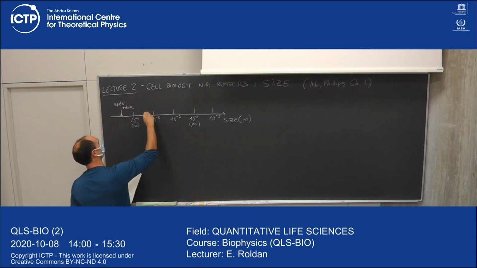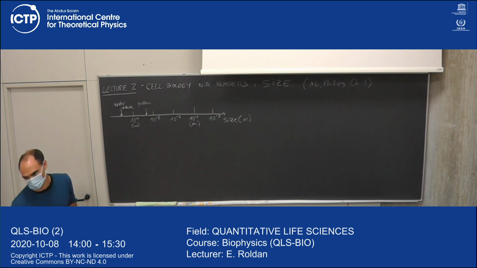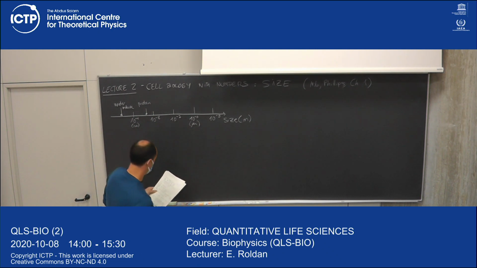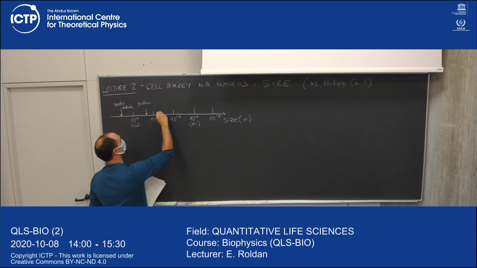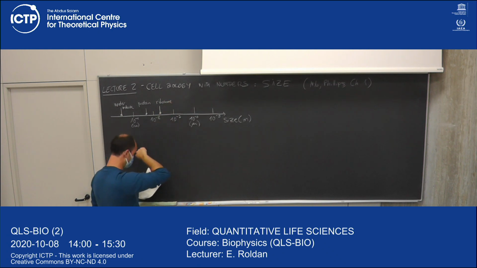You can put it around here. The protein is of the size of nanometers. A bigger unit is the ribosome, which can be in this size. This is the machine that produces the proteins from RNA.